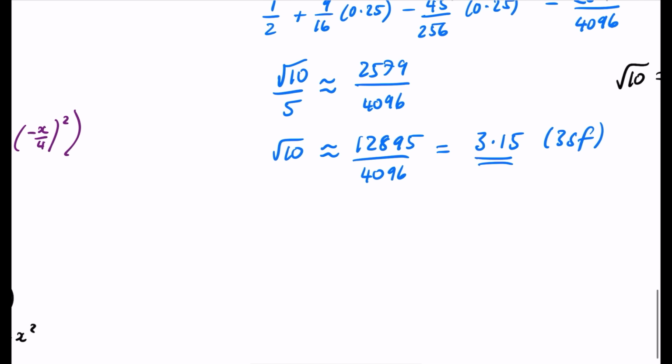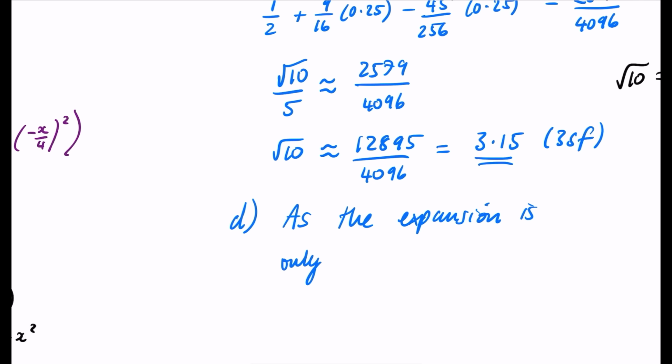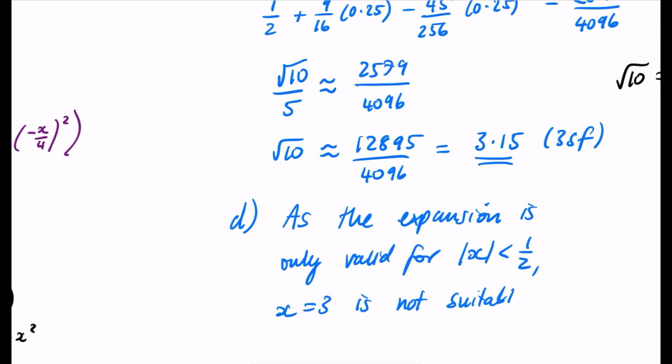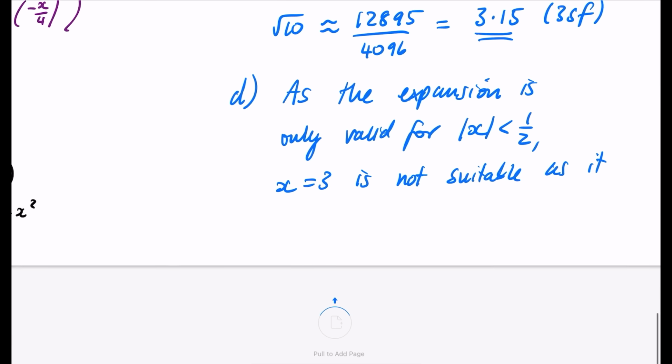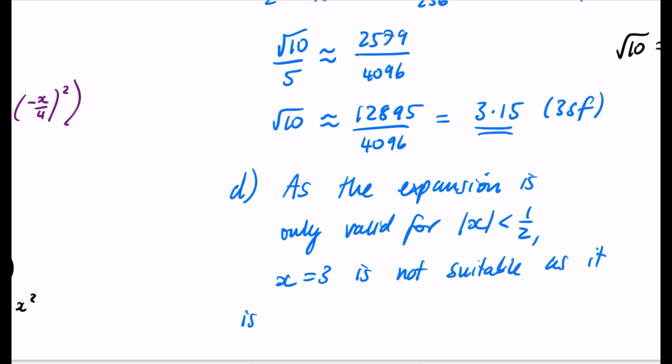So I'm just going to explain that. I'm going to say, as the expansion is only valid for the modulus of x being less than a half, x equals 3 is not suitable as it is outside the range. The approximation will not be close.